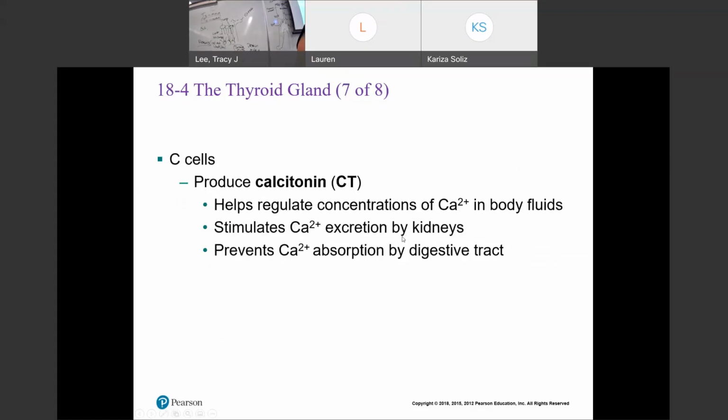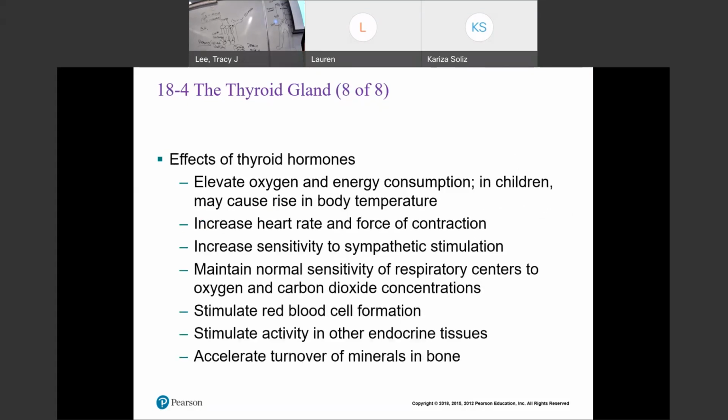We can excrete it in the kidneys and we can stop absorbing it in the digestive system and just let it pass on through. Plus we can take it out of the bloodstream and put it on the bones, which we don't even have that listed here. But our C cells, those ones that were outside of those thyroid follicles, are the ones that release that calcitonin. Here's all the effects of thyroid hormones.